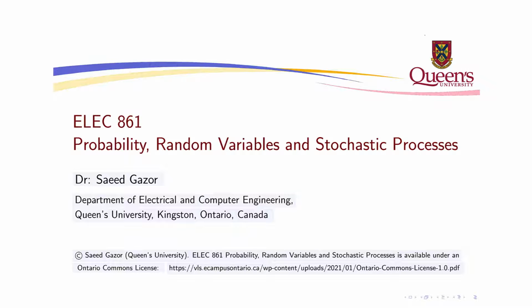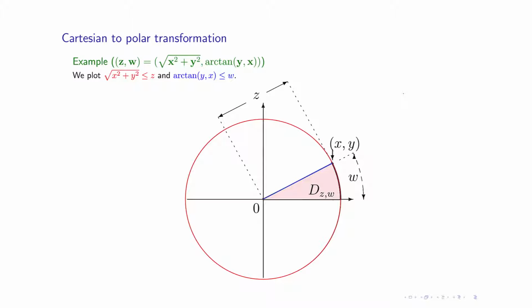Now let us have some examples of two functions of two random variables. The first example, we consider a Cartesian to polar transformation. We have seen this example, so this is to reinforce what we know. So suppose that the random pair is defined by these expressions.